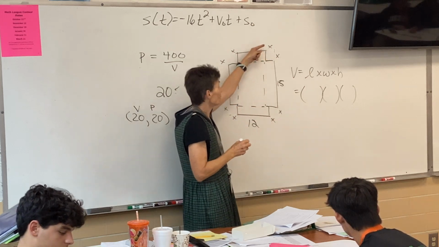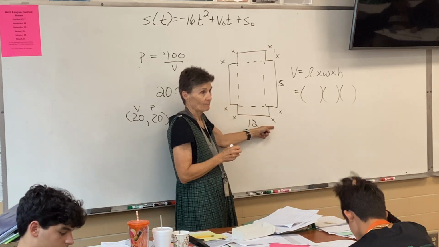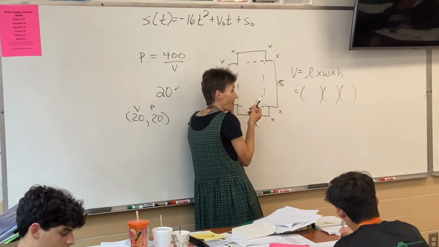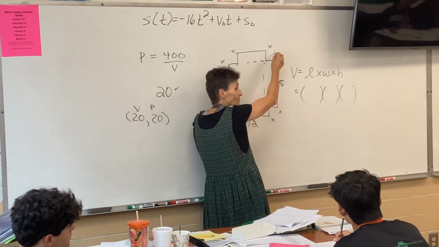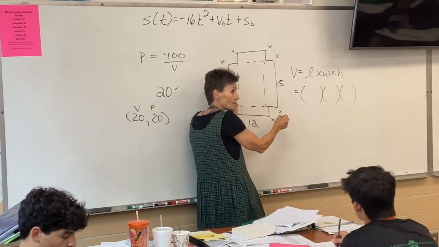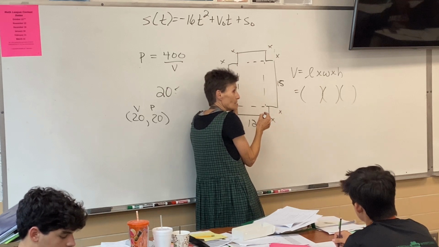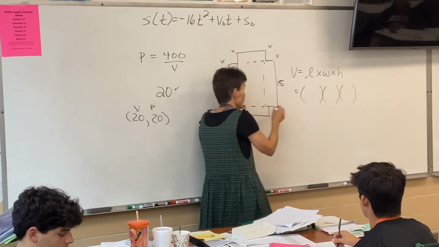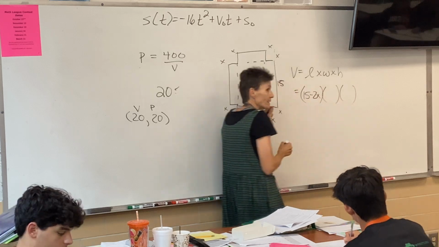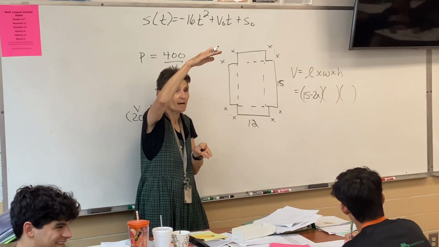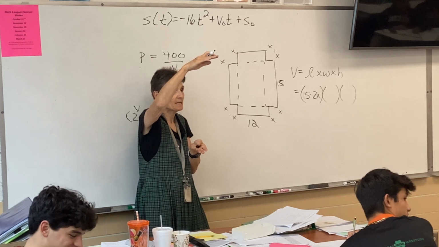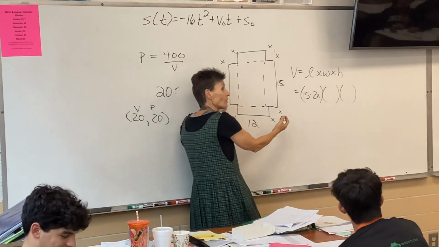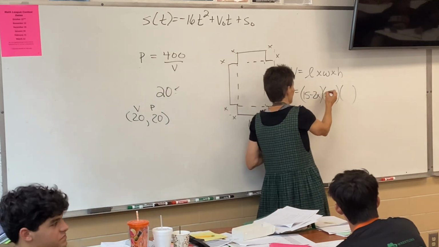Our paper was originally 15. But is the box gonna be 15? No, because we cut a chunk off up here and a chunk off down here. So what is our length? 15 minus 2x. We started out with 15 and we're cutting off an x and an x. Alright, what's our width? It started out 12, so 12 minus 2x.